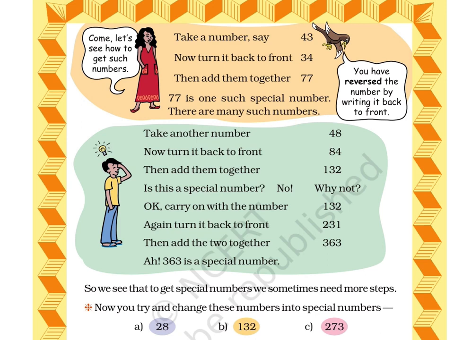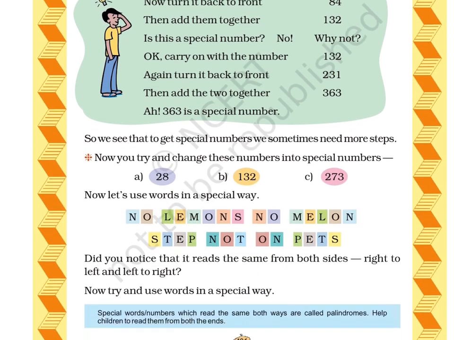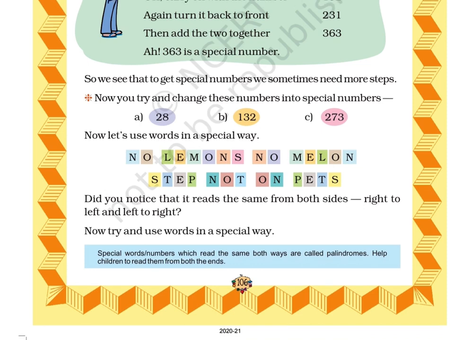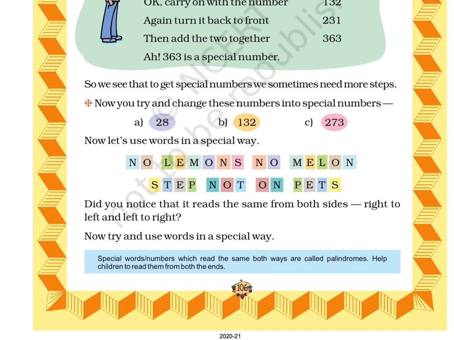Is this a special number? No? Why not? Okay, carry on with the number 132. Again, turn it back to front, 231. Then add the two together, 363. 363 is a special number. So we see that to get special numbers, we sometimes need more steps.